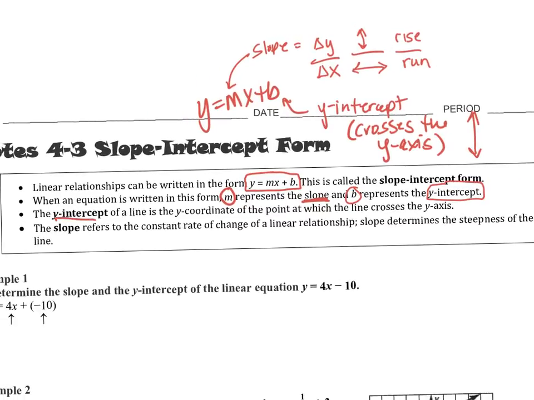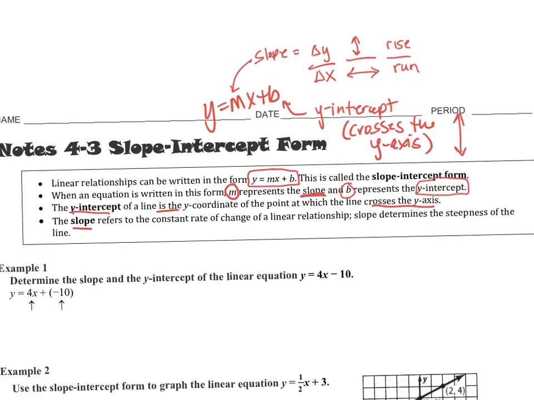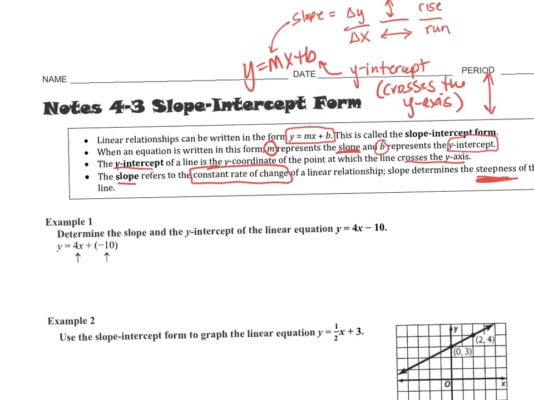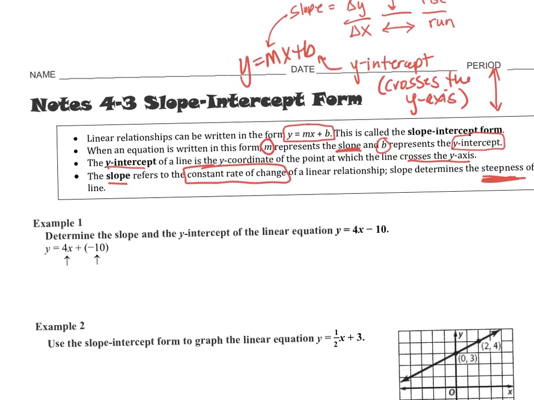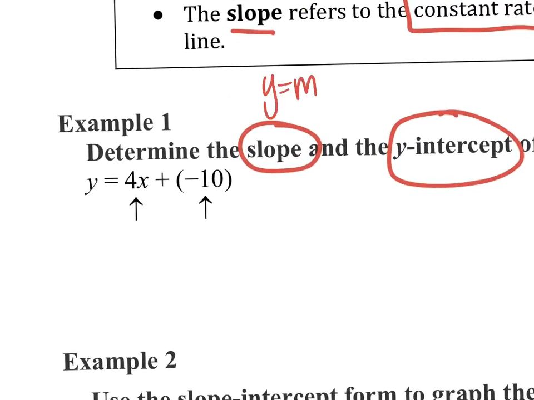The y-intercept of the line is the y-coordinate of the point at which the line crosses the y-axis. And the slope is the constant rate of change, unit rate, which determines the steepness of a line. So when they give us an equation like yesterday, determine the slope and the y-intercept of the linear equation y equals 4x minus 10. All we're doing is identifying each piece: y equals mx plus b, where m is your slope, b is y-intercept.